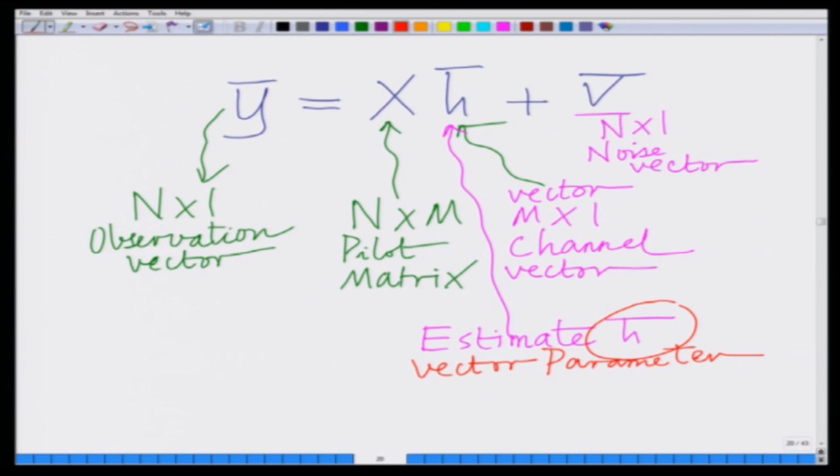So now I have formulated this in a very succinct, compact and tractable fashion, where y bar is the observation vector y1, y2 up to yn, corresponding to the N transmitted pilot vectors, which is equal to X, the N cross M pilot matrix, with N rows corresponding to the N time instants and M columns corresponding to the M transmit antennas, times h bar, the channel vector containing the unknown channel coefficients h1, h2 up to hm, which denotes the unknown parameter vector h bar, plus v bar, the noise vector.